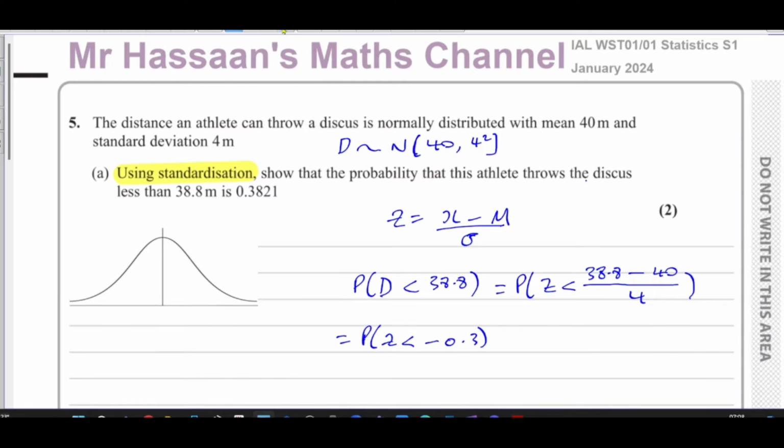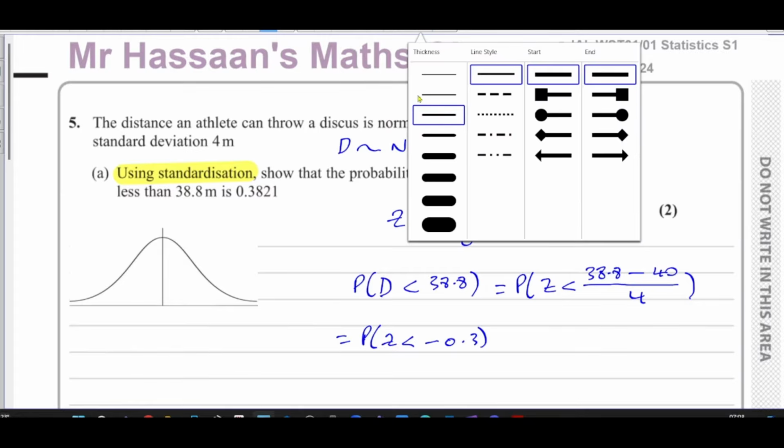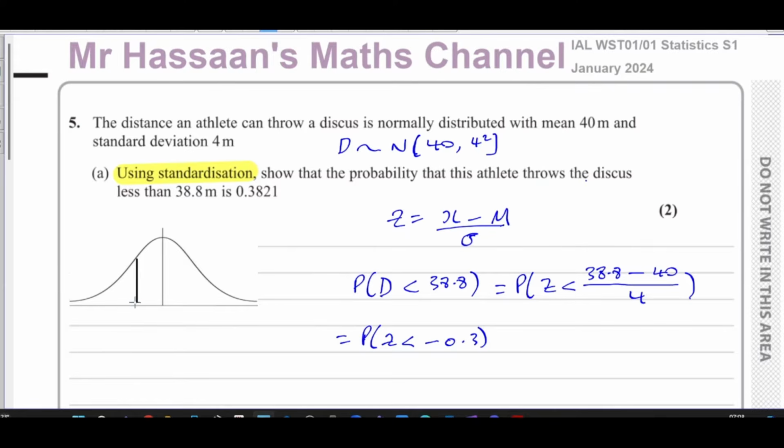normal distribution curve. Now we know that the Z value is negative 0.3. The negative Z value starts from the left of this. So this is the Z value which corresponds to negative 0.3, and we want to find this area, which is to the left of it. That area is what we're looking for, and we have to show that it's equal to this amount. How do we find that area?